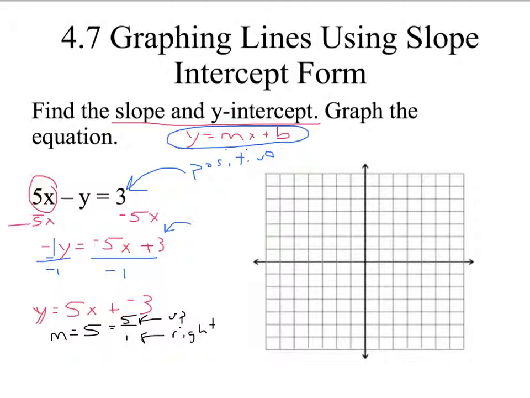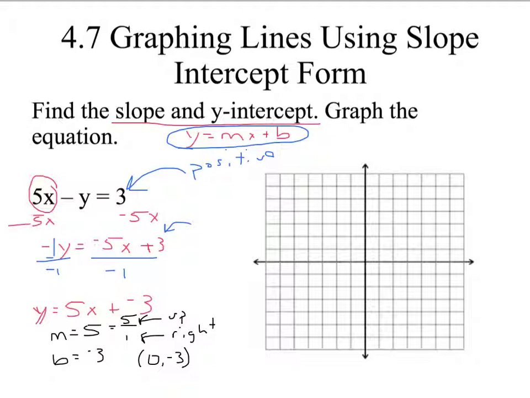Okay, now for my b, what does my b stand for? Sorry, not slope-intercept, my y-intercept. So if I look at this, my y-intercept is going to be -3. So at -3, that's my y-intercept. So what point is that? If I have a y-intercept of -3, what point is it at? 0, -3.